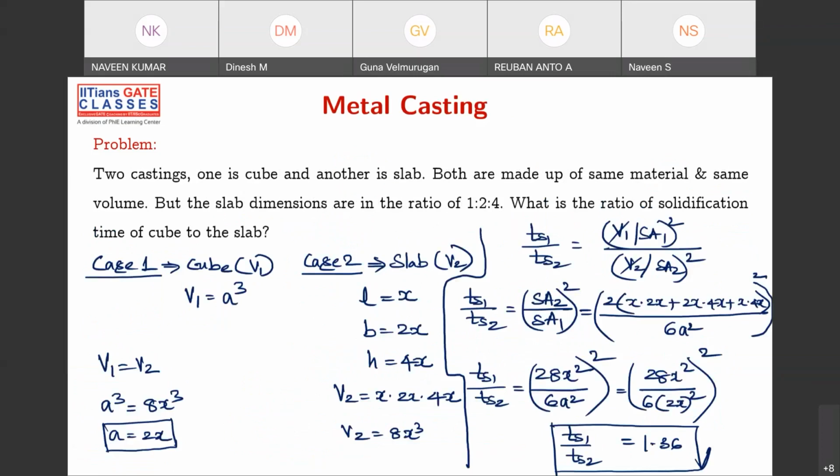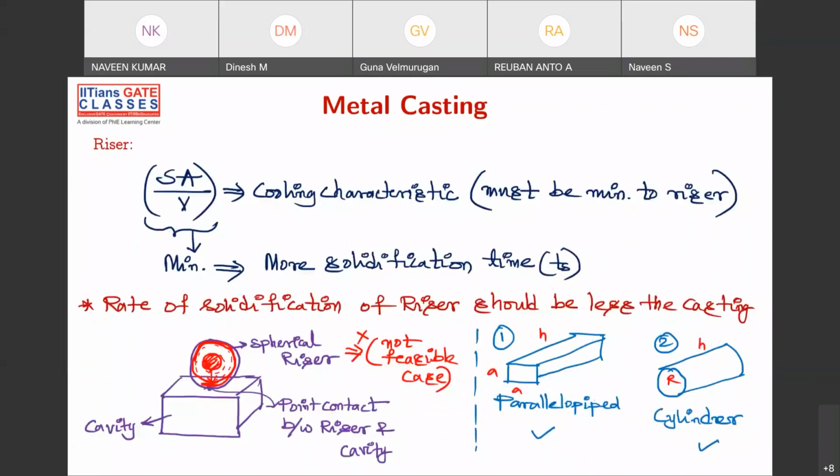Next. Now let's design the riser. What is a riser? I told you already, it is compensating 2 shrinkages. What are the shrinkages that the riser is compensating? If you remember, in the first class we have discussed. Anyone? Why is a riser used? Hello? Guys? Why is a riser used? We have already seen that in the previous class.